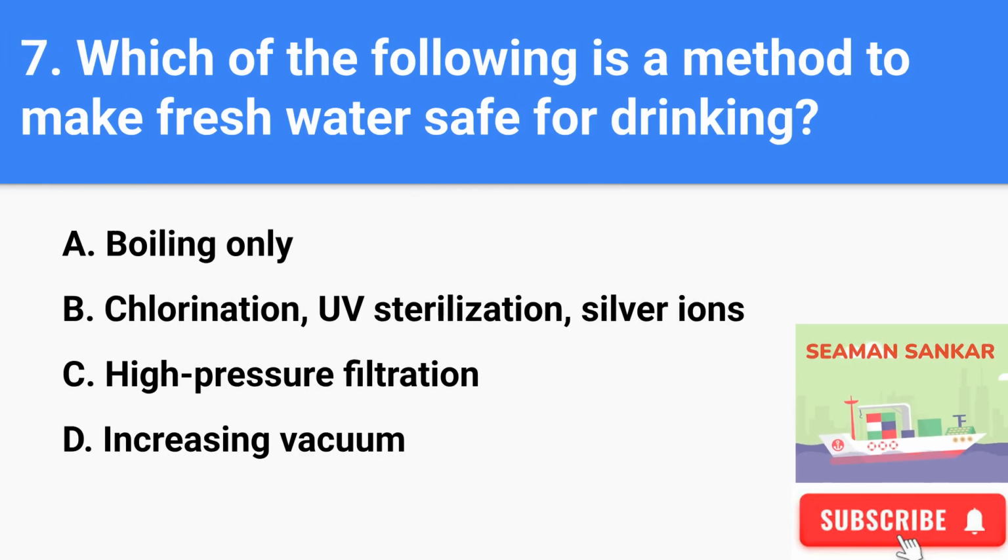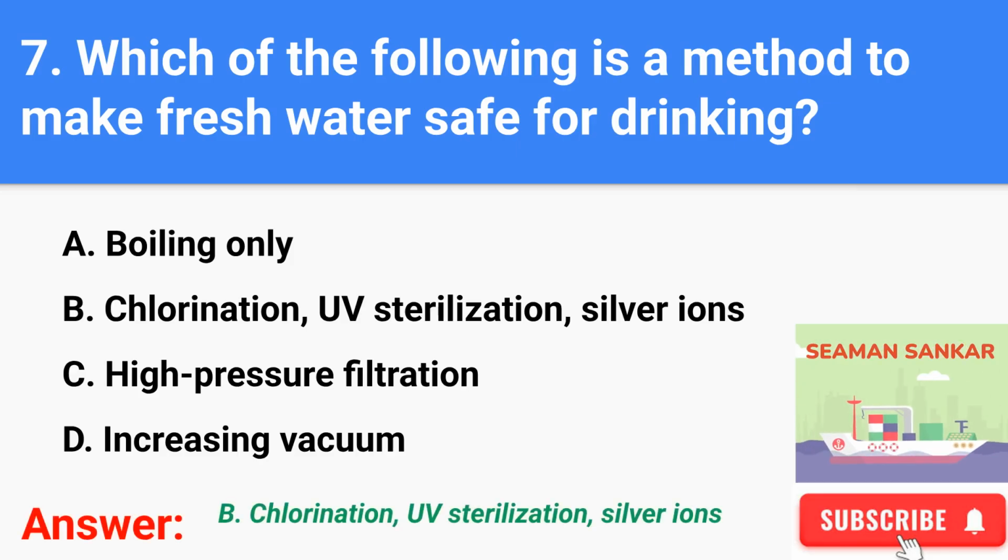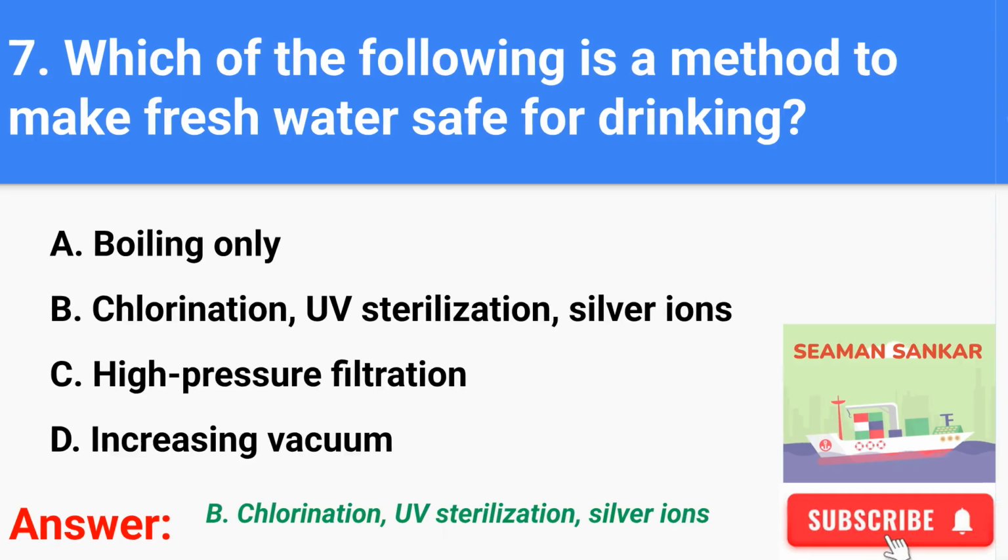Question 7. Which of the following is a method to make fresh water safe for drinking? A. Boiling only. B. Chlorination, UV sterilization, silver ions. C. High pressure filtration. Or D. Increasing vacuum. The answer is B. Chlorination, UV sterilization, silver ions. These are common methods used to disinfect and purify freshwater, ensuring it is safe for consumption.